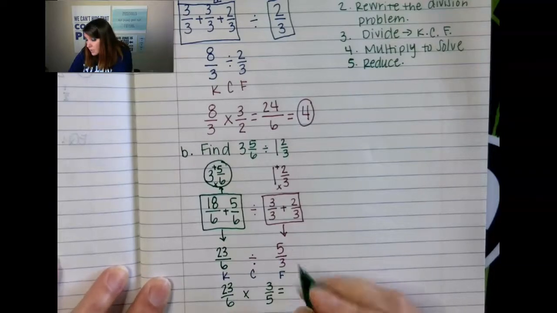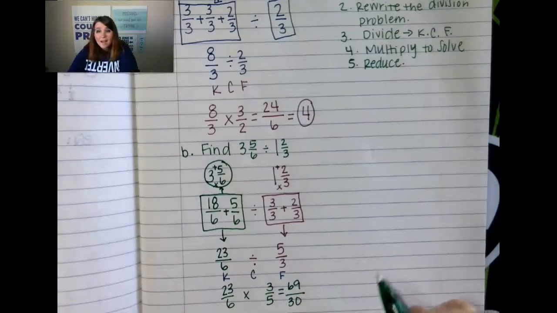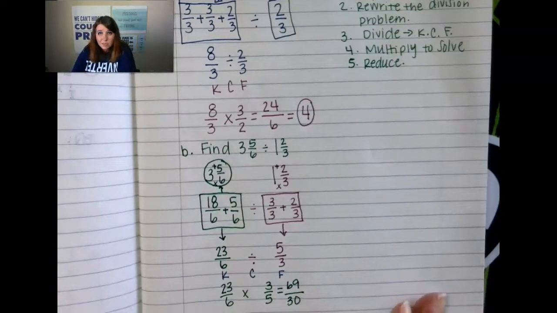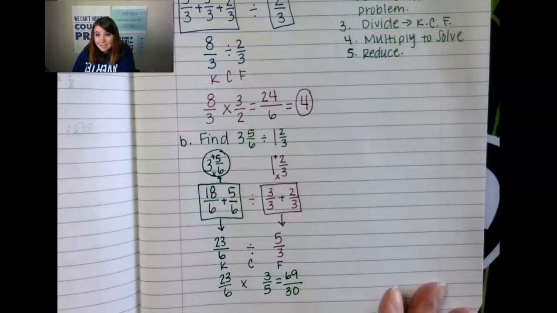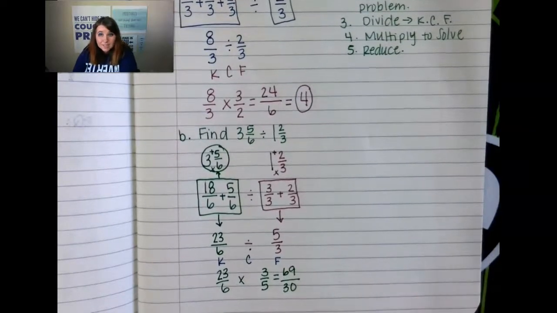So 3 times 3 is 9. 3 times 2 is 6. 5 times that, 5 times 6 is 30. Okay, now I could be done with this, but I'm not because it's improper. So I have to reduce this down.